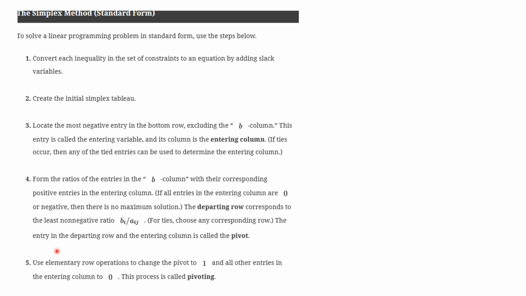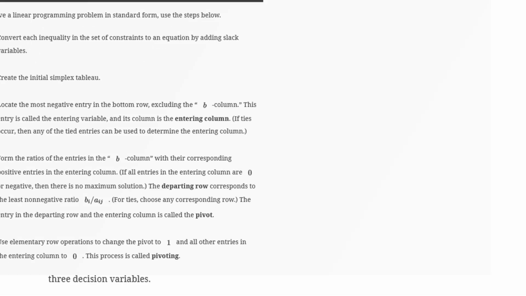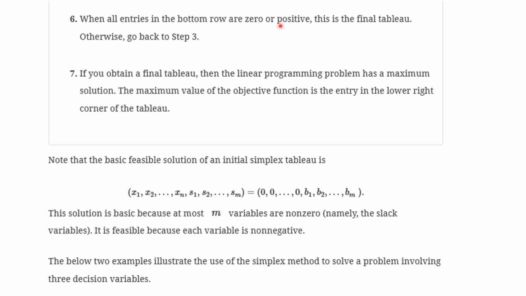And the entry in the departing row and the entering column is called the pivot, and that's where you pivot. And then you use elementary row operations to change that pivot element to 1, and all the other entries get changed to 0. And that process in this algorithm is called pivoting. When all the entries in the bottom row are 0 or positive, it's your final tableau, and you're finished, and you know the solution. And you have, in this case, a maximum value, and you know the values of the variables. We have 2 more examples we'll talk about, but this time we're using 3 decision variables. You should pause and make sure you follow these calculations.